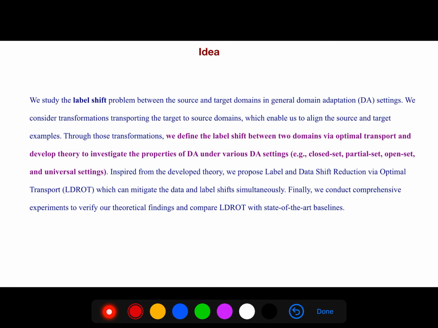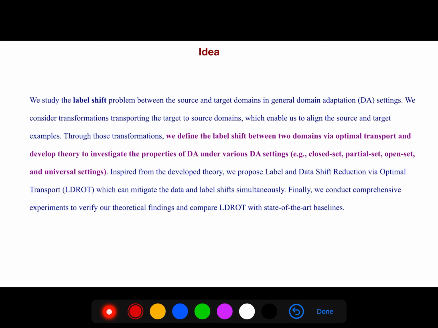We studied the label shift problem between the source and target domains in general domain adaptation settings. We considered transformations transporting the target to source domains, which enable us to align the source and target examples. Through those transformations, we define the label shift between the two domains via optimal transport and develop theory to investigate the properties of domain adaptation under various domain adaptation settings.